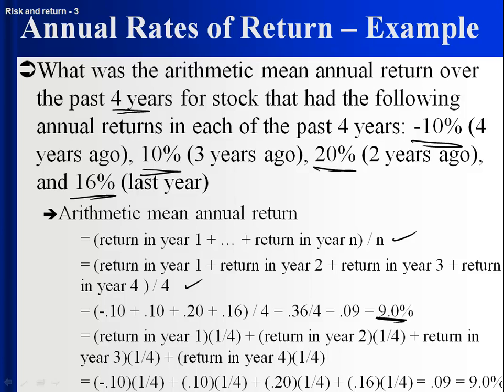Alternatively, you could multiply each term by 1/4 and then add up those products. So, -10% times 1/4 plus 10% times 1/4 plus 20% times 1/4 plus 16% times 1/4 is equal to 9%. So these are algebraically equivalent, but again, it's important to be comfortable thinking about this as there's 4 returns, and when we just take the straight up average, they're all weighted by 1/4.